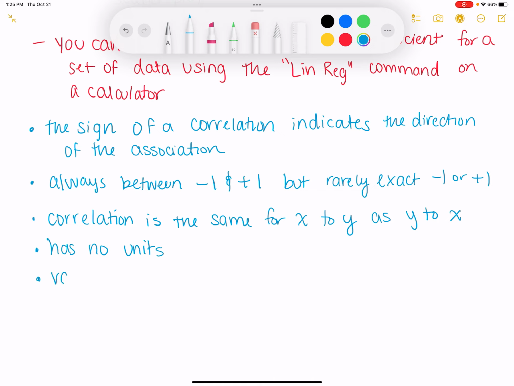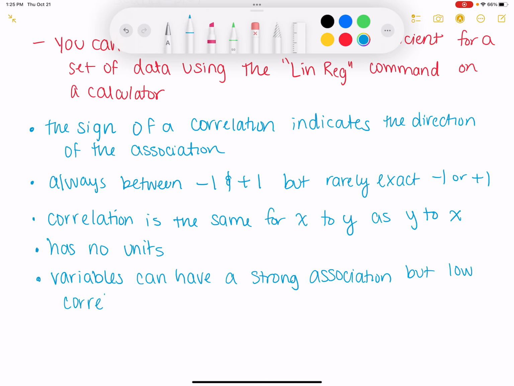Variables can have a strong association but a low correlation value if the relationship isn't linear.